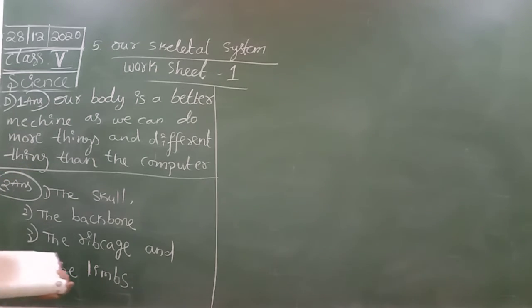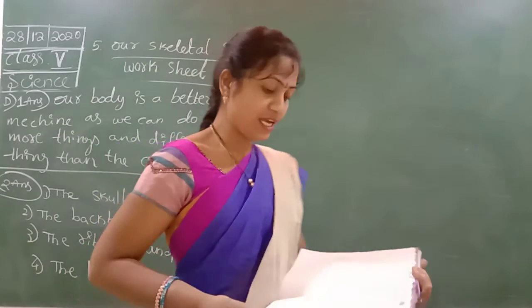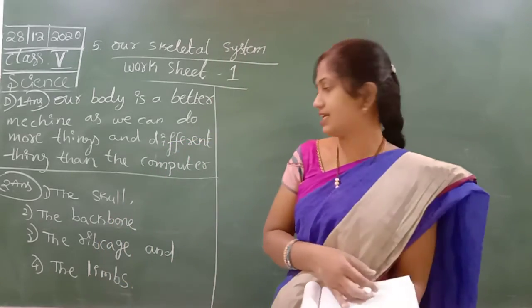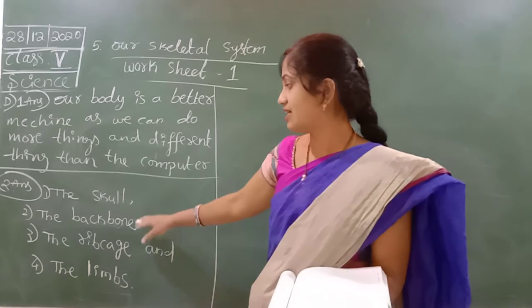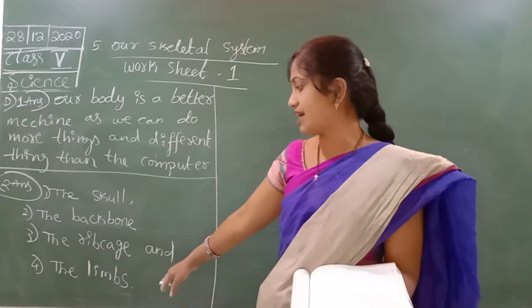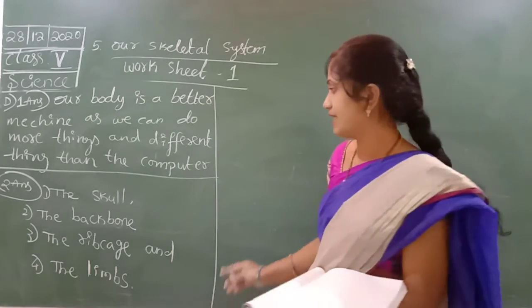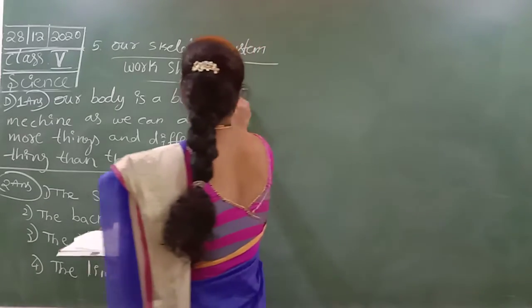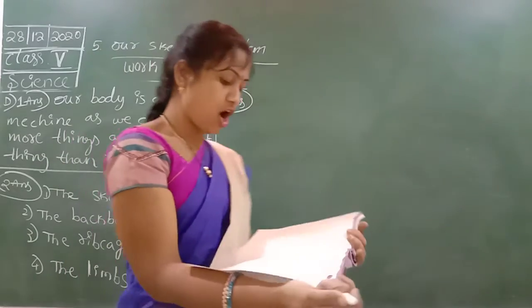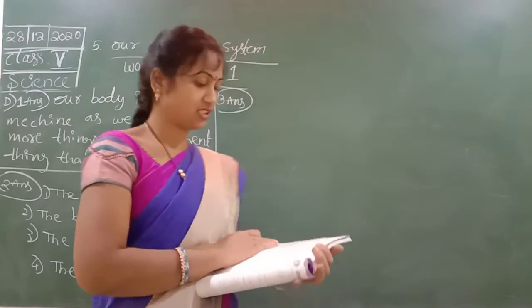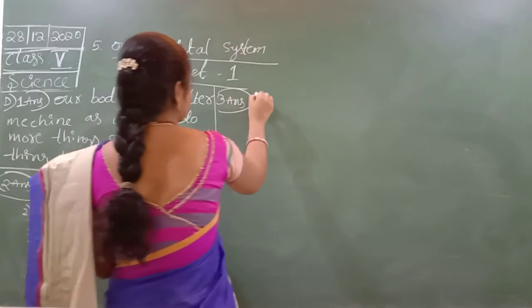Okay. Name the four main parts of the skeleton. These all are four main parts of the skeleton. The skull, the backbone, the rib cage and the limbs. Okay, next. Third answer. What is the third question? How do muscles work? Okay.